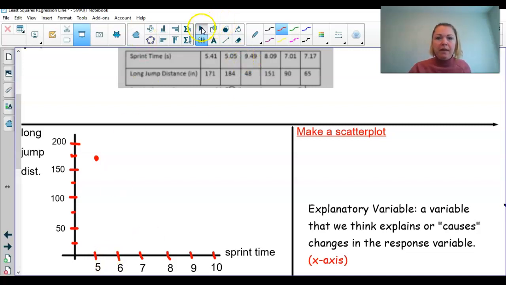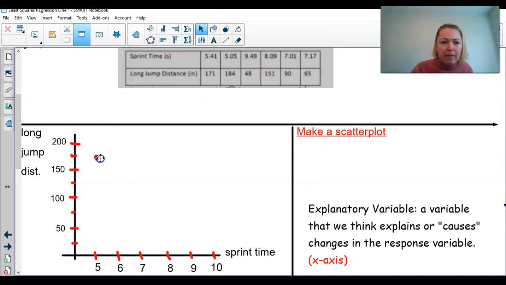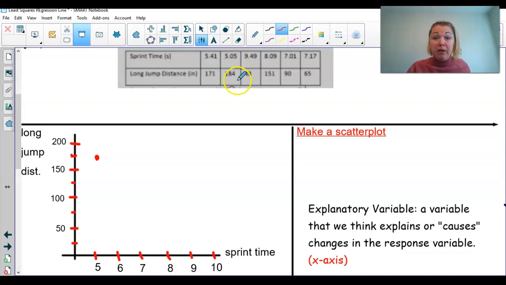I'm going to move my point over a little bit. Okay, there, just a little bit better. 5.05 and 184. So 5.05 and 184 is approximately right here. Again, it's always approximate when we're doing it by hand.